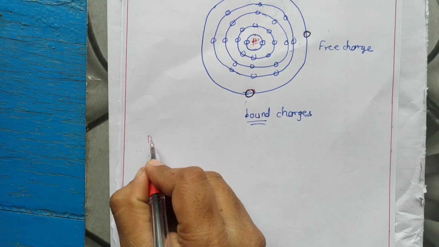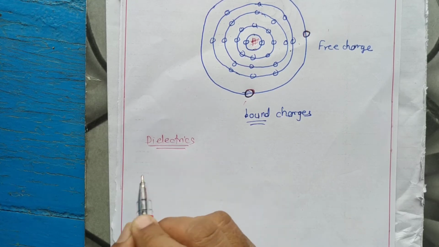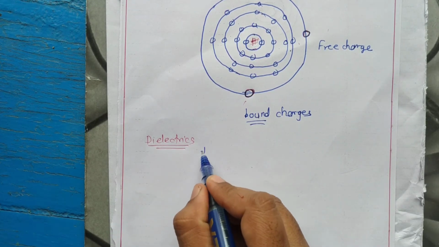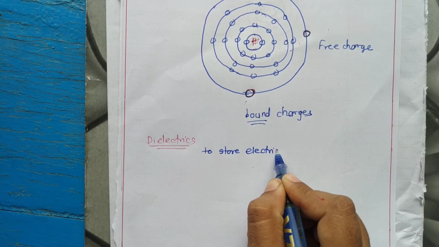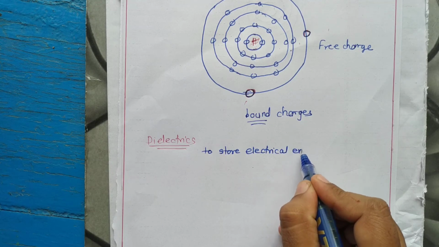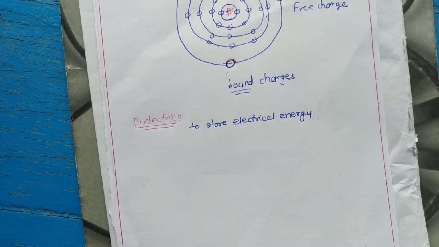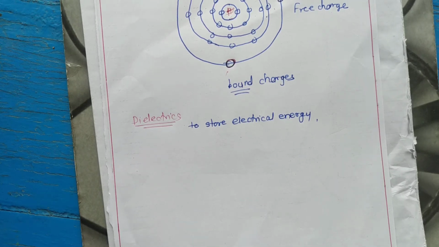Next point is dielectrics. Dielectrics are the materials which can be used to store electrical energy. When such substances are placed in an external field, their positive and negative charges get displaced in opposite directions, and the molecules develop a net dipole moment.